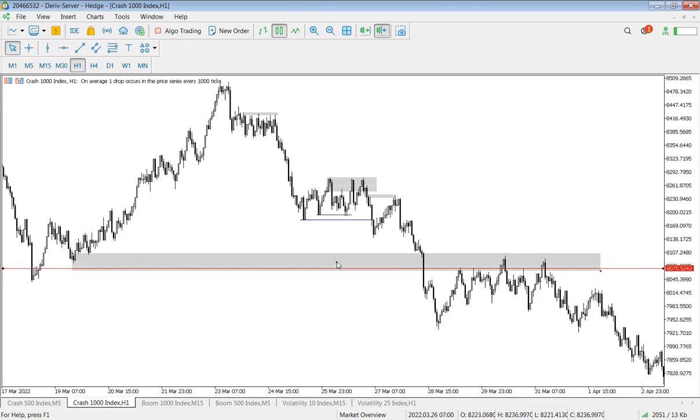What's wrong with this MT5? Are you alright? I don't think you are alright.